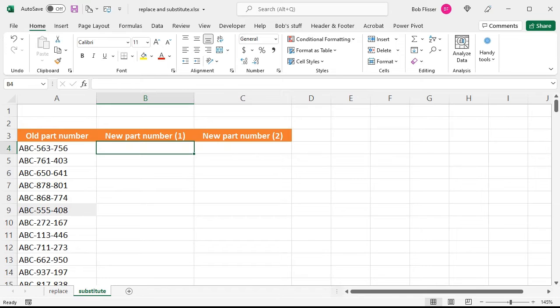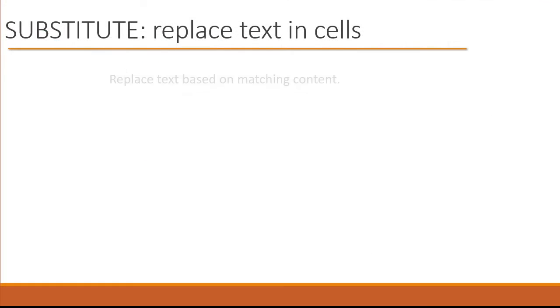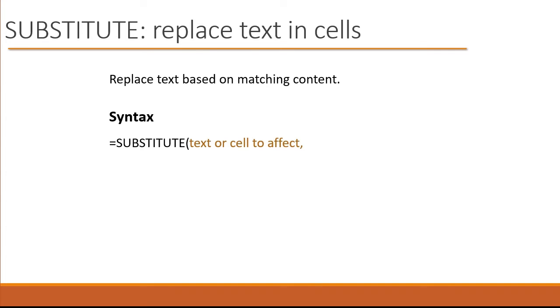Let's take a look at the syntax before we actually do this. With the substitute function, we also swap out characters, but rather than doing it by position, we do it by matching content. That's why I think this is a little more intuitive. The syntax is equals substitute, and in the parenthesis, the first argument is what cell or text are we affecting, just like we did with the replace function. The second argument is the old text that we are looking for that we want to replace. And the third argument is what the new text should be.